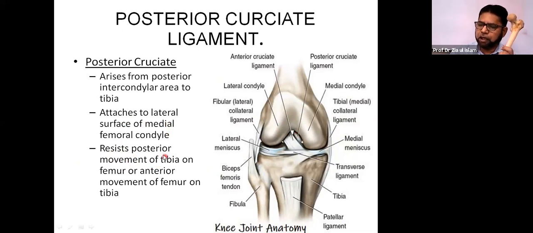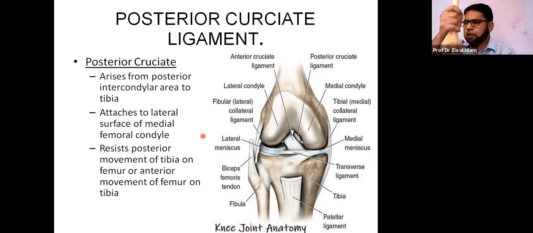अच्छा, अब बिल्कुल इसका रिवर्स है. It resists posterior movement of tibia. It prevents the posterior movement of tibia and the anterior movement of the femur. ये दोनों एक दूसरे के रेसिप्रोकल, उलट है, opposite है. The anterior cruciate and the posterior cruciate ligament.